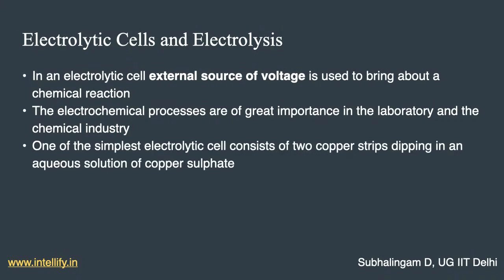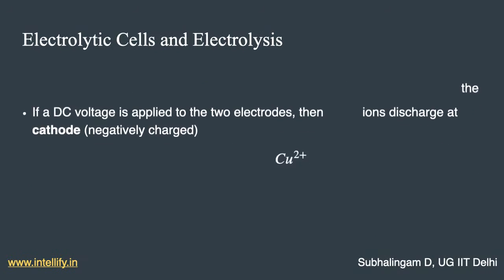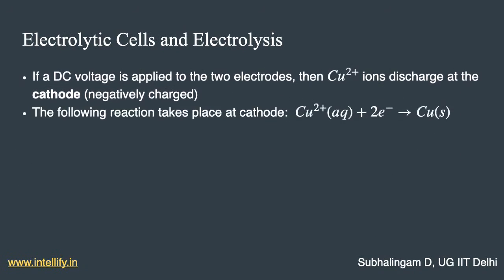One of the simplest electrolytic cells consists of two copper strips dipped in an aqueous solution of copper sulfate. If a DC voltage is supplied to the two electrodes, then Cu2+ ions discharge at the cathode, that is negatively charged. The following reaction takes place at the cathode: Cu2+ (aq) gains 2 electrons to give Cu. It is reduction again, because Cu2+ has gained 2 electrons and there is a reduction in oxidation number. The +2 has reduced to 0, so it is reduction again at the cathode.